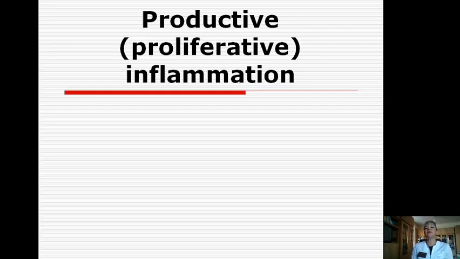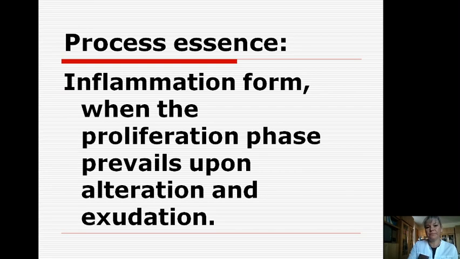The next information is about productive or proliferative type of inflammation. Definition: inflammation form when the proliferation phase prevails over alteration and exudation.